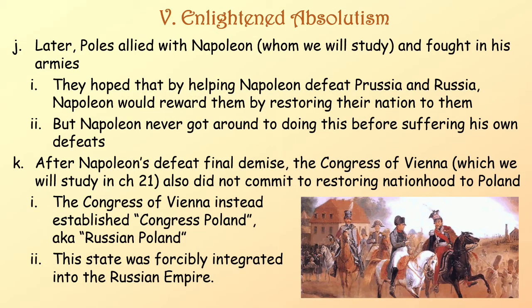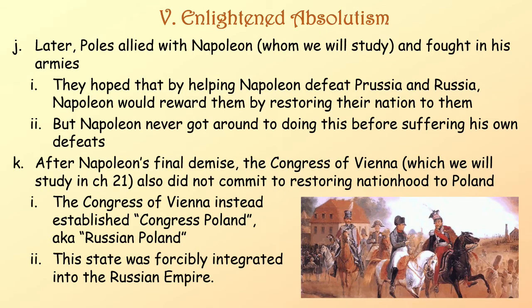Later, Poles allied with Napoleon, whom we will study, and fought in his armies, and they hoped that by helping Napoleon defeat Prussia and Russia, Napoleon would reward them by restoring their nation to them. But Napoleon never got around to doing this before suffering his own defeats. And after Napoleon's final demise, the Congress of Vienna, which we will study in depth in chapter 21, also did not commit to restoring nationhood to Poland. The Congress of Vienna instead established a territory called Congress Poland, also known as Russian Poland, and the state was forcibly integrated into the Russian Empire.